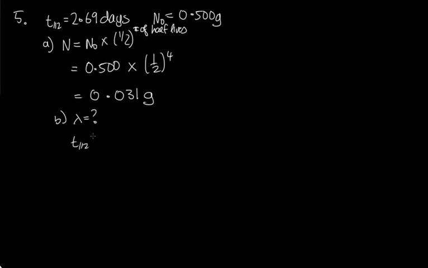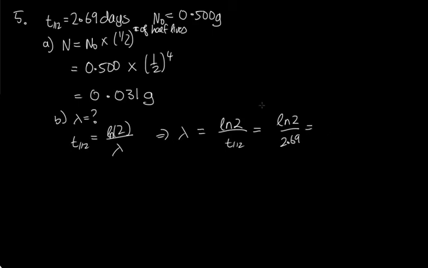Well, we know that the half-life is related to the decay constant through log 2 divided by the decay constant is equal to the half-life. So this, just rearranging this, tells us that the decay constant is equal to log 2 divided by the half-life. So if we want this in per day, then we've got log 2 over 2.69, and solving that on the calculator, we get 0.258 inverse day.